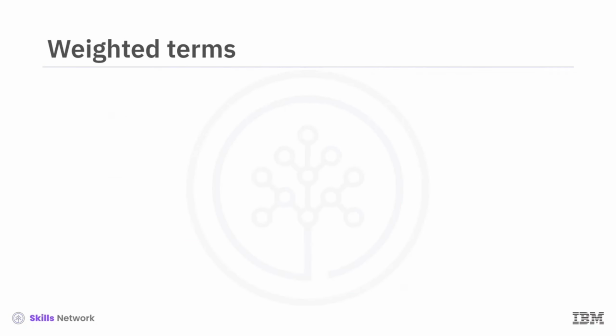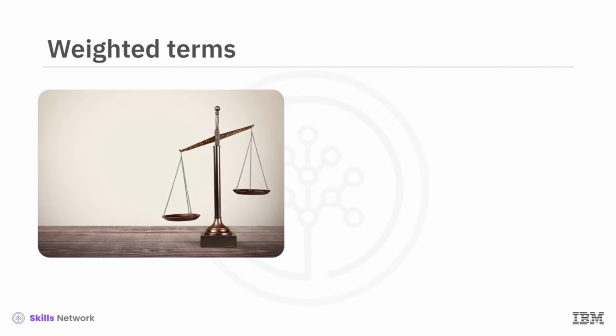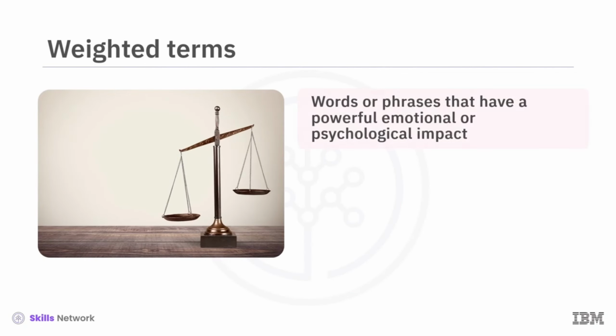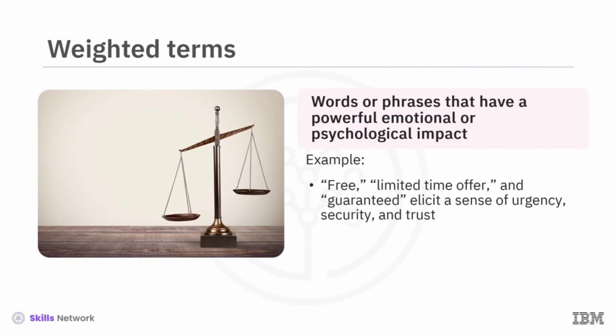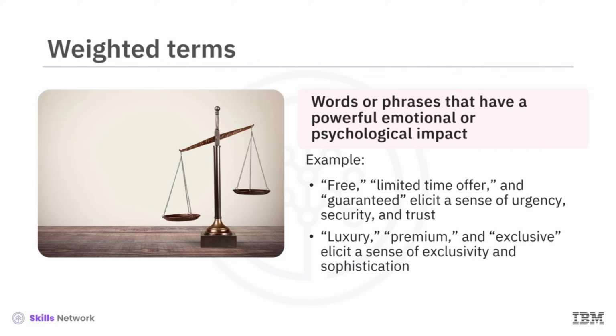The fourth image prompting technique is weighted terms. Weighted terms refer to the use of words or phrases that can have a powerful emotional or psychological impact. For example, words such as free, limited time offer, and guaranteed are often used in advertising to elicit a sense of urgency, security, and trust. Similarly, words such as luxury, premium, and exclusive are used to create a sense of exclusivity and sophistication.